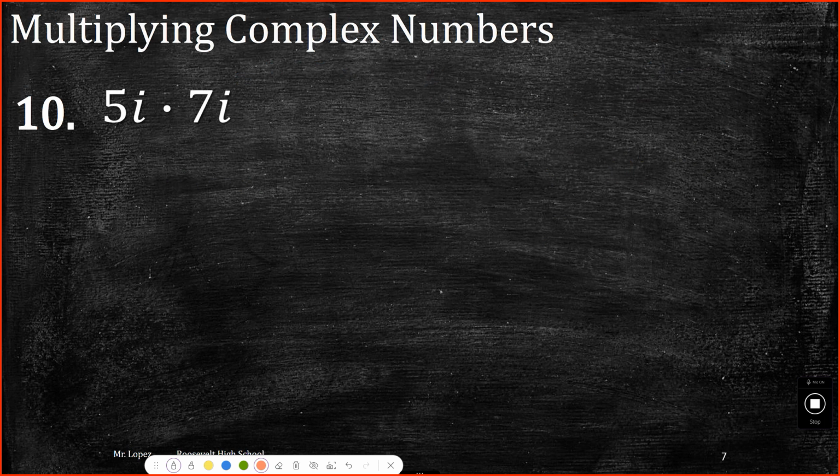Let's continue. We've got 10 minutes to finish multiplying complex numbers. The numbers multiply. 5 times 7? 35.